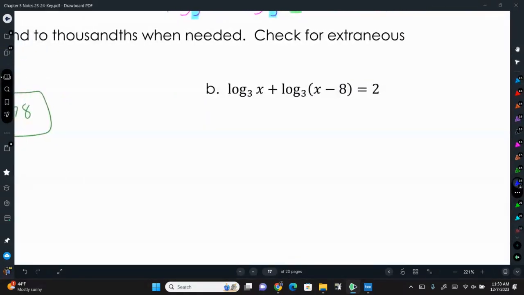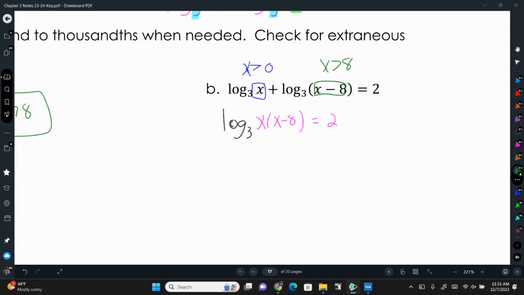Now over here we have two logs, log base 3 of x plus log base 3 of x minus 8 equals 2. So for this part right here, x has got to be greater than 0, and the x minus 8 part tells us that x has got to be greater than positive 8. So we have two logs again being added, so we can rewrite this as a multiplication problem. So log base 3 of x times x minus 8 equals 2.